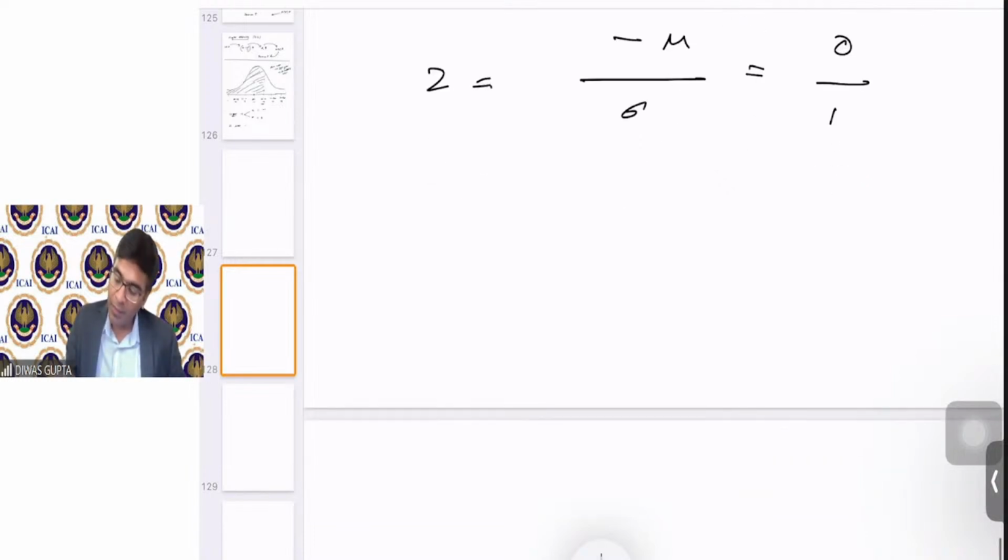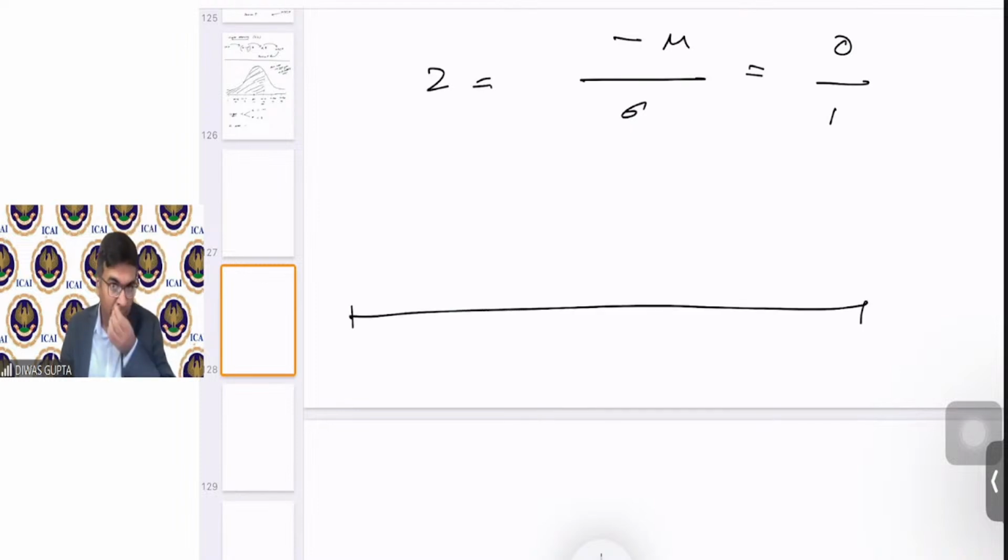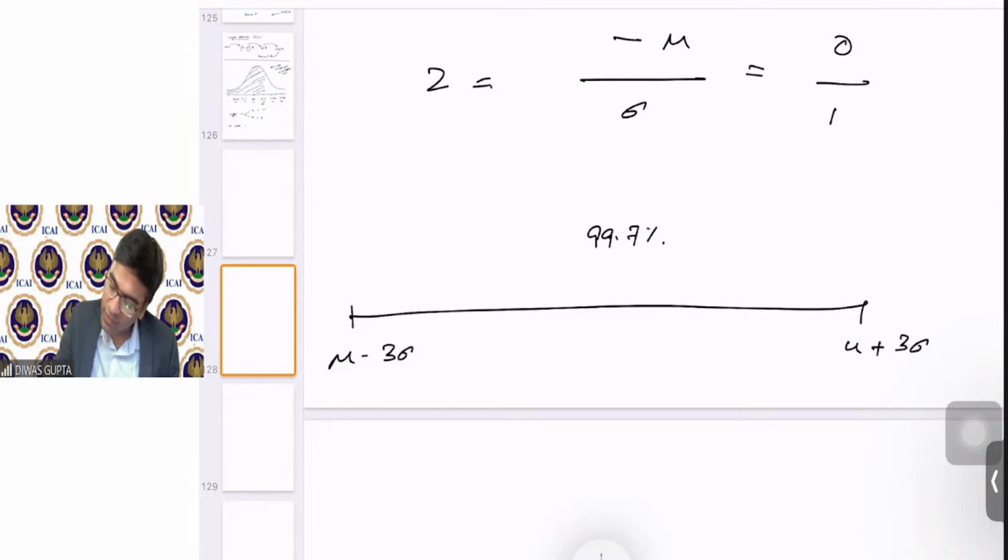There is one more property of the standard normal distribution table. 99.7 percent of values rest between mu minus 3 standard deviations and mu plus 3 standard deviations. So within the range of mean plus 3 times standard deviation and mean minus 3 times standard deviation, 99.7 percent of observations will be there.